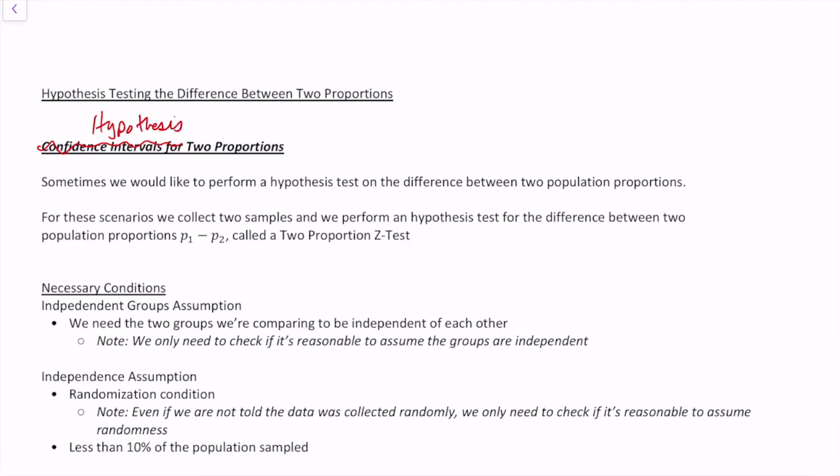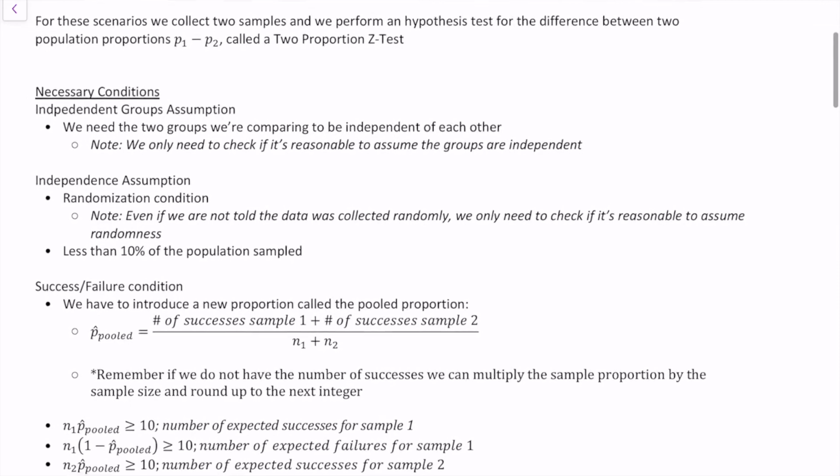Sometimes we want to perform a hypothesis test on the difference between two proportions. And so what we do is we collect two different samples, and we're going to analyze the difference between the two. This is called a two proportion z-test, because when we get our test statistic, it's going to use the z-distribution. Before we can get to that, as always, let's check our conditions.